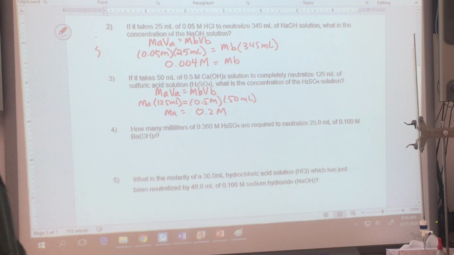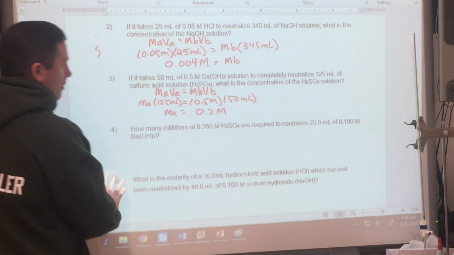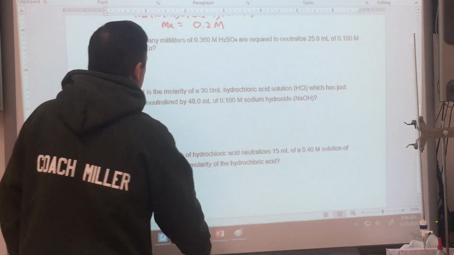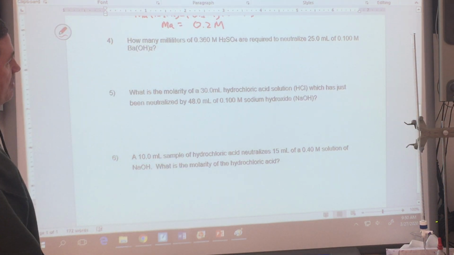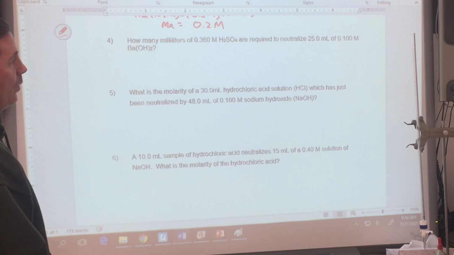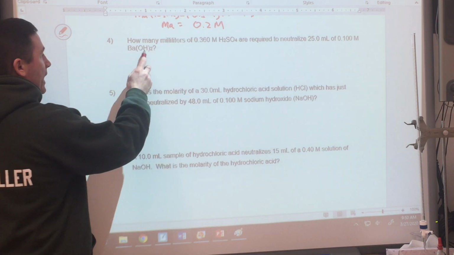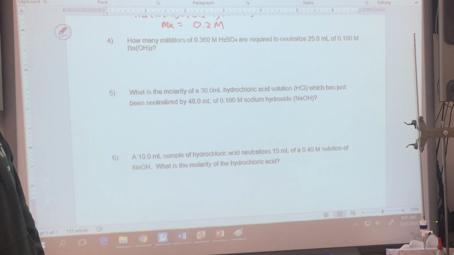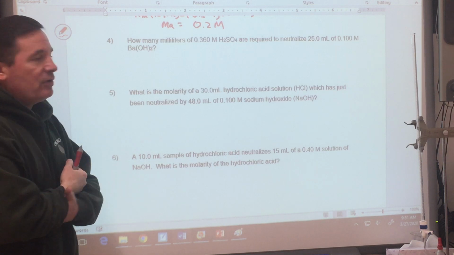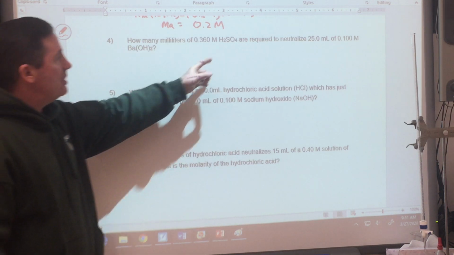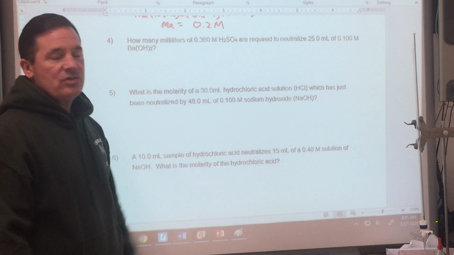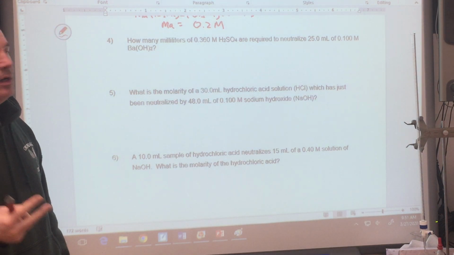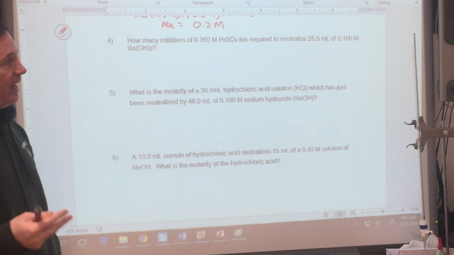Okay? You're seeing it's the same thing essentially each time. I'll do one more. How many milliliters of that much molarity of H2SO4 are required to neutralize 25 milliliters of 0.1 molar Ba(OH)2? Okay, is this a strong acid? Just to remind you, it is a strong acid. This is called sulfuric acid. And if the number of oxygens is greater than the number of hydrogens by at least 2 or more, then it's considered a strong acid.